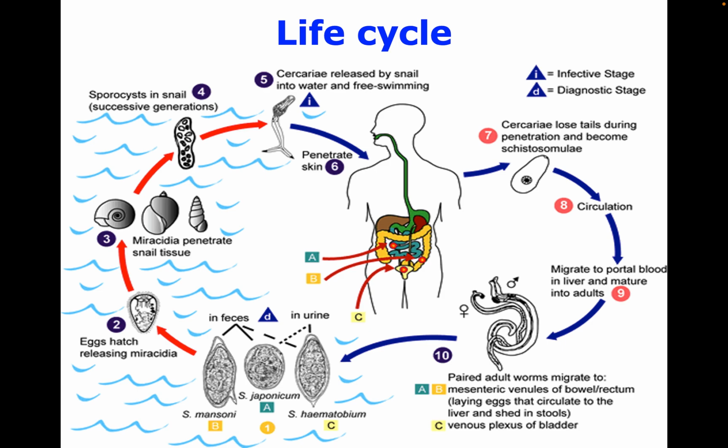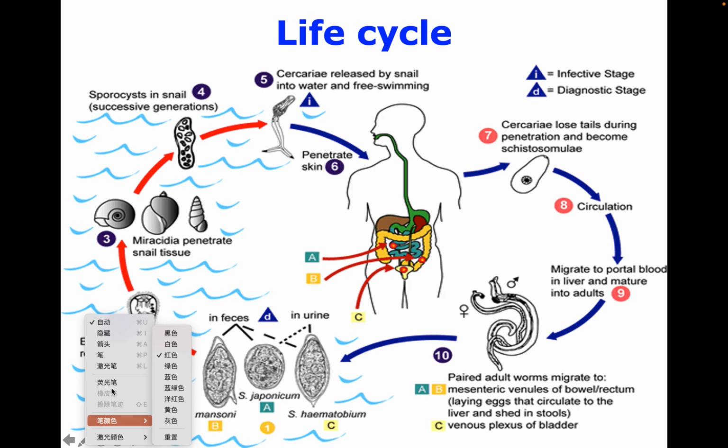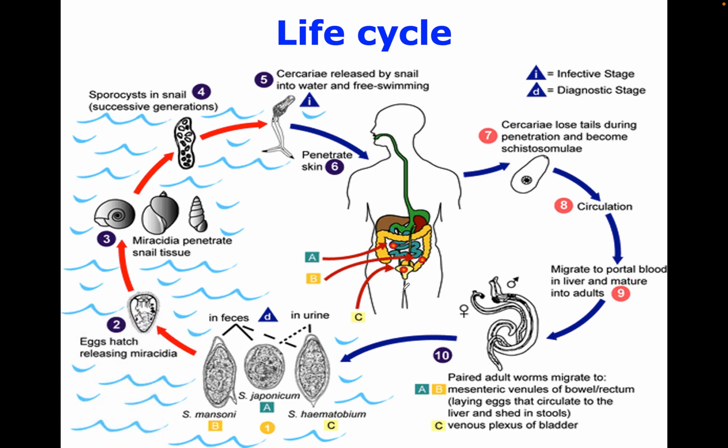And next, we are going to see this life cycle, and we'll start from the middle part, where they get into the water. Different species can be found in different places. These two, Mansoni and Japonicum, you can find in the feces, and Haematobium, you can find the eggs in the urine. So they get out of the system and into the water.